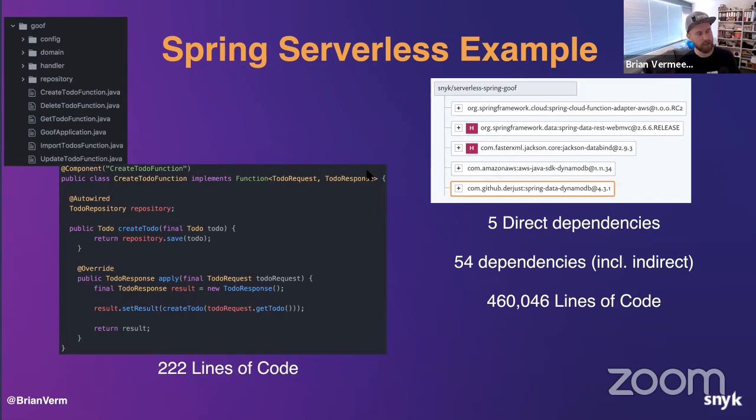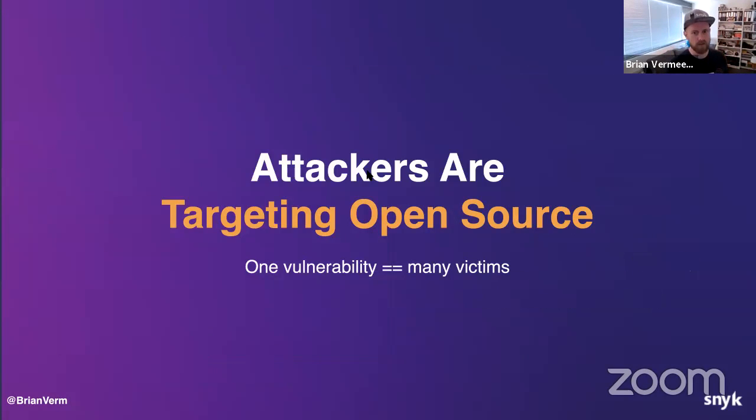This many. It's almost 500,000 lines of code. So you can be strict on that 222 lines of code and optimize the hell out of it and look at the security issues there. But what about the other 500,000, right? And the point is, attackers are targeting open source packages because if an open source package is vulnerable and many people are using it, I have a potential of many victims.